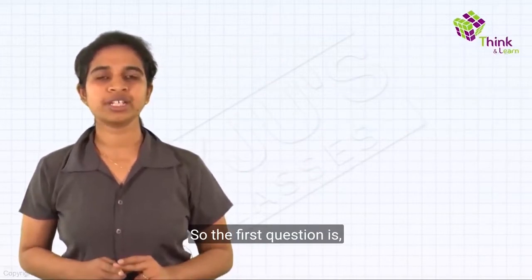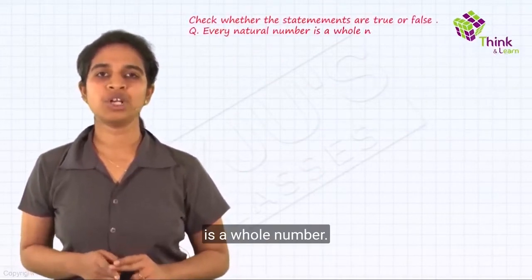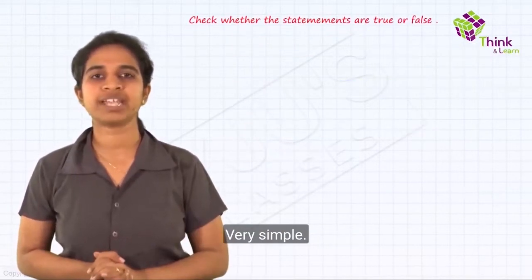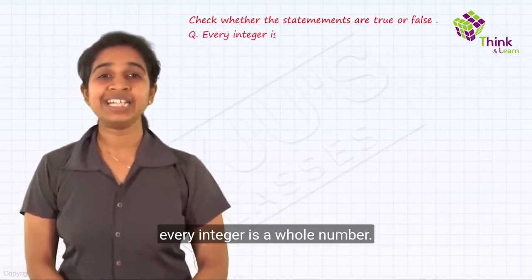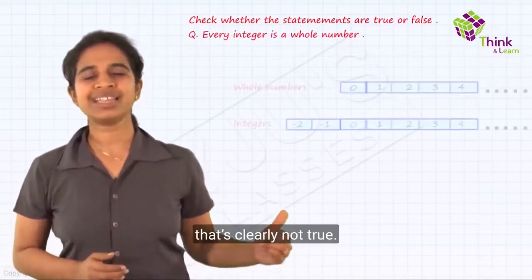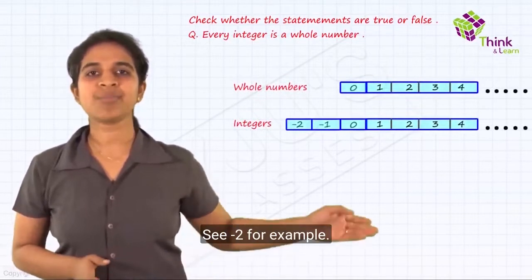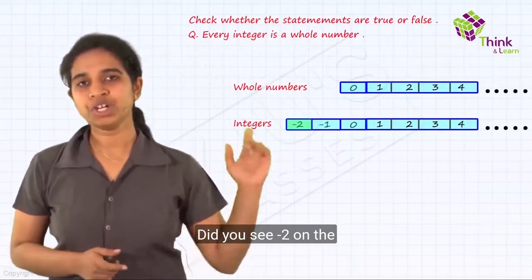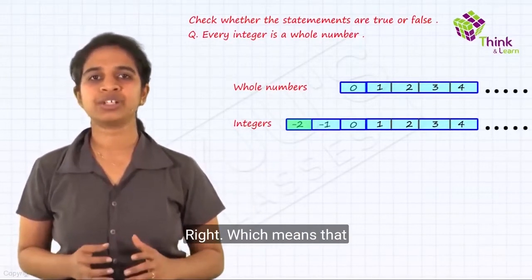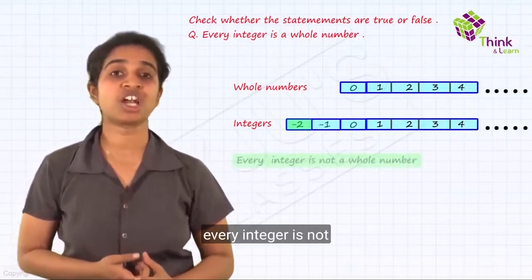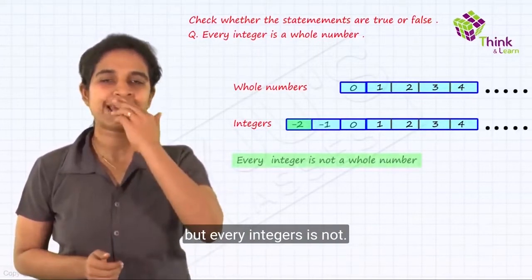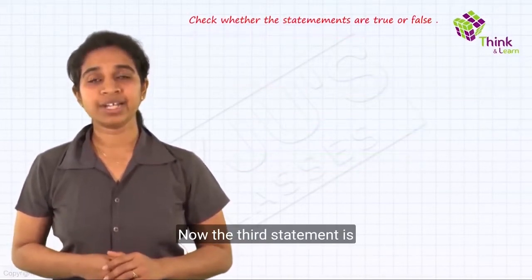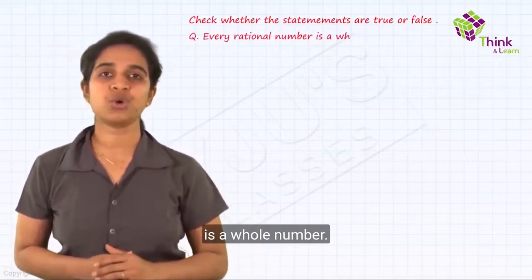So the first statement is, every natural number is a whole number. You can see that is clearly true. Very simple. The second one is every integer is a whole number. Now you can see that's clearly not true. See -2 for example. You see -2 in integers. Is -2 a whole number? You see -2 on the whole number line? No, right? Which means that every integer is not a whole number. Some integers are, but every integer is not. So this is false.